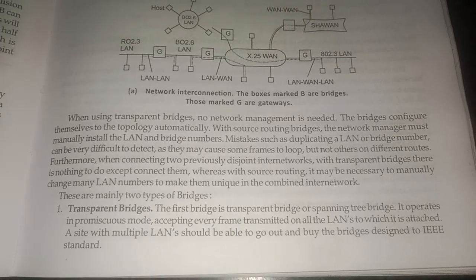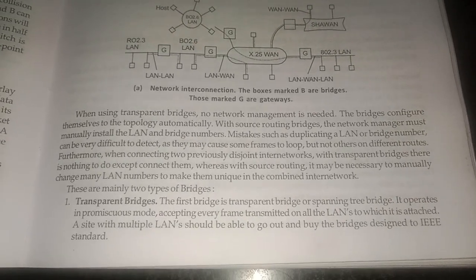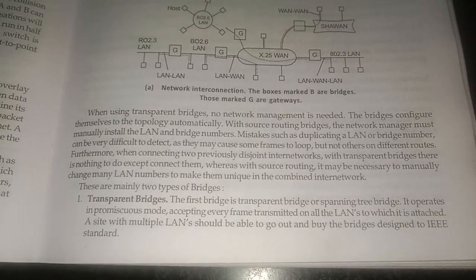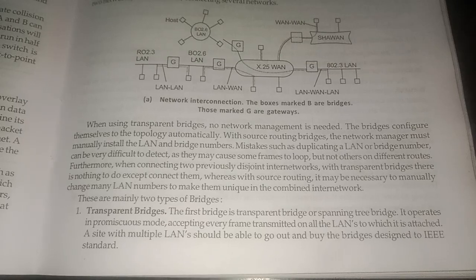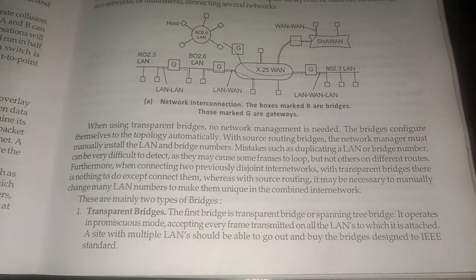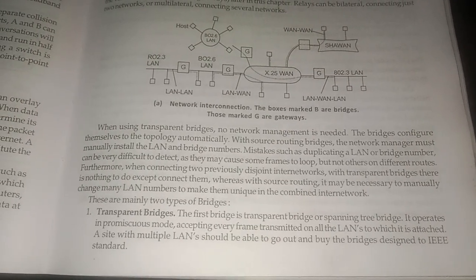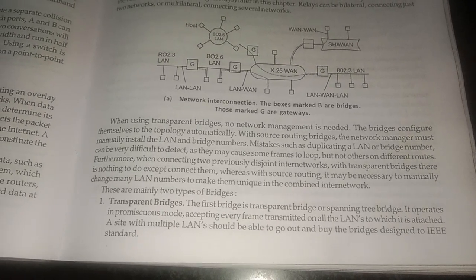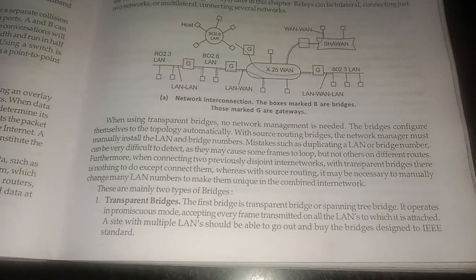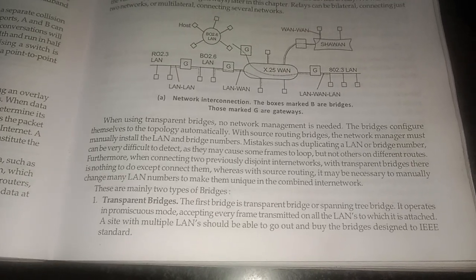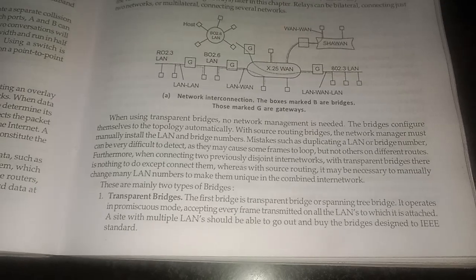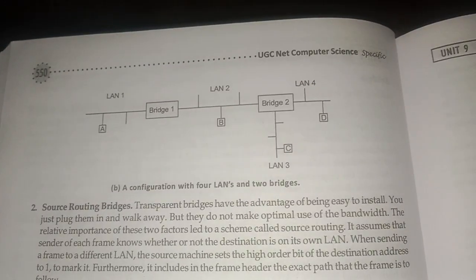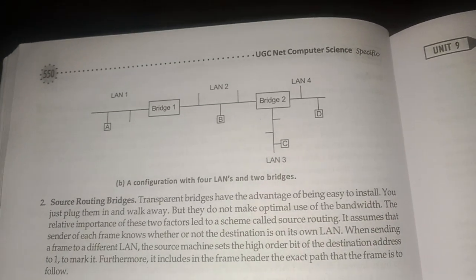Transparent bridge. The first bridge is a transparent bridge or spanning tree bridge. A spanning tree bridge operates in promiscuous mode, accepting every frame transmitted on all the LANs to which it is attached. A site with multiple LANs should be able to go out and buy bridges designed to the IEEE standard. Configuration with 4 LANs and 2 bridges.